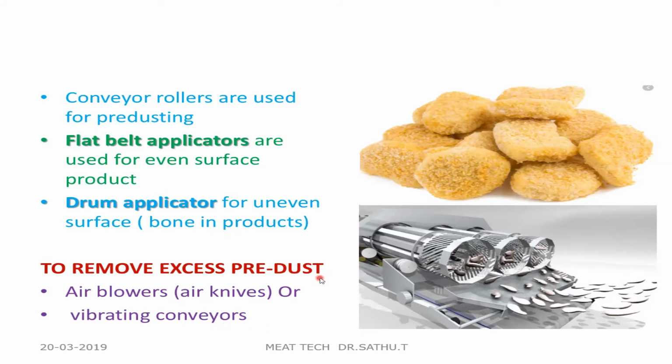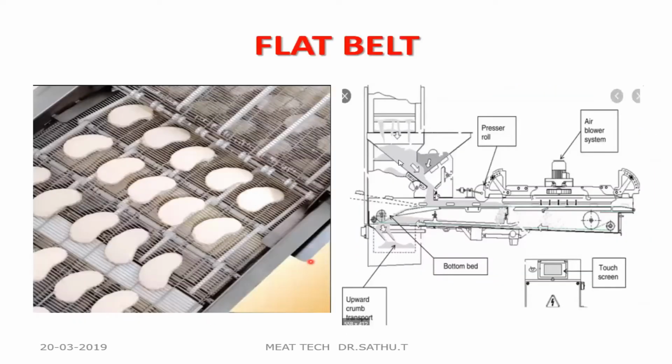So we'll be blowing air, and the excess dust, or the excess powder that is used for pre-dusting, will be removed. In the vibrating conveyor, when it is vibrating, the excess pre-dust powders can be removed. So this is the flat belt applicator. This is used for smooth surfaces without bones. So it will be moving like this.